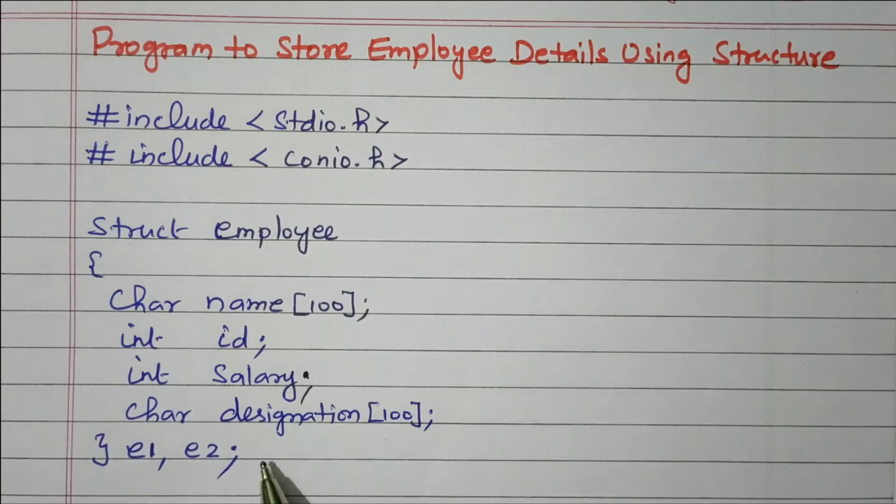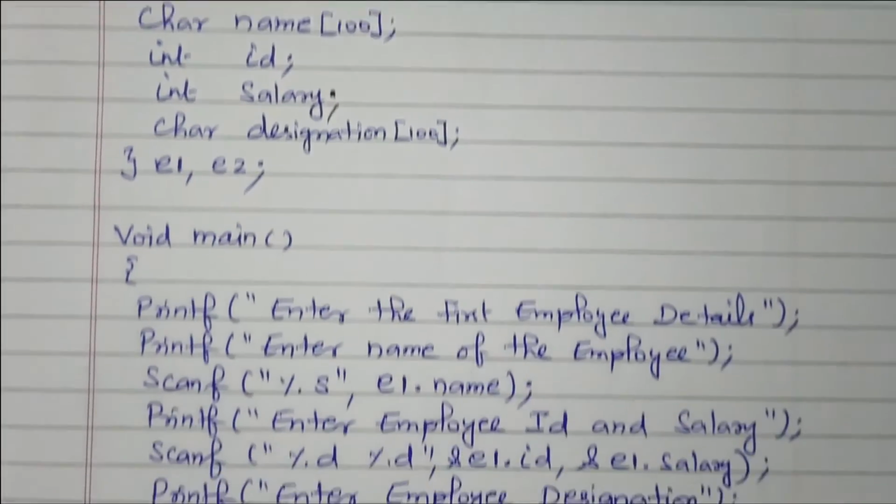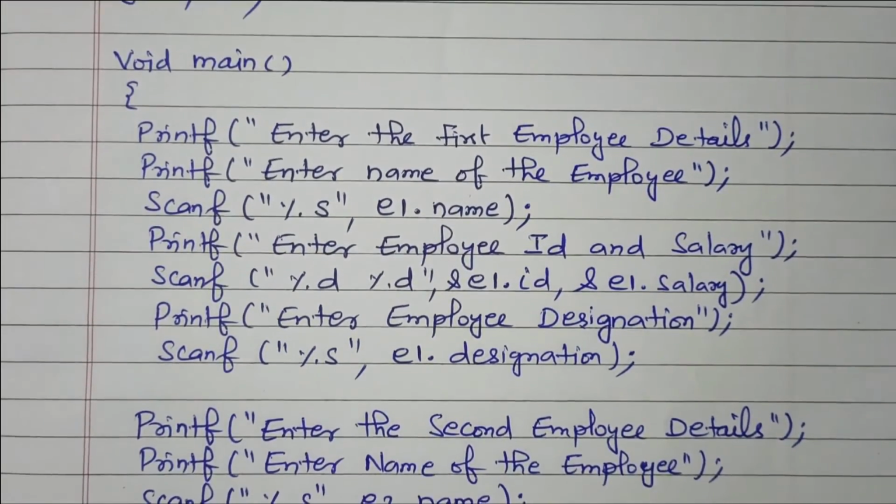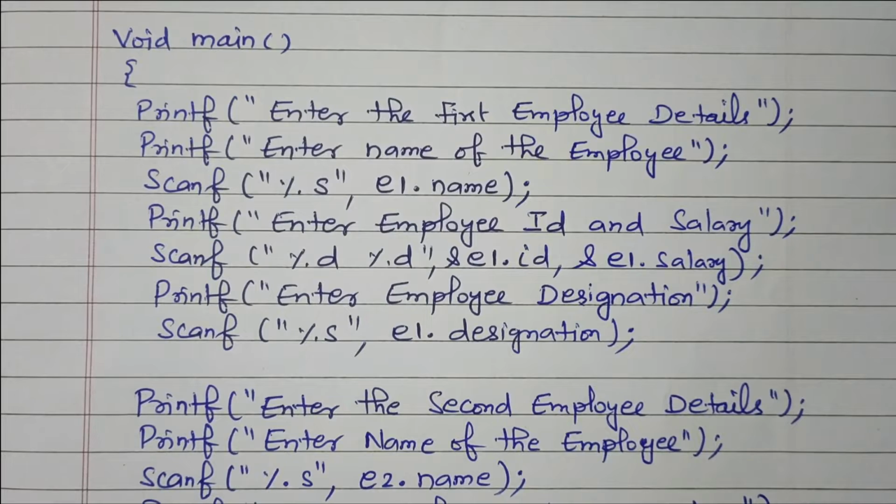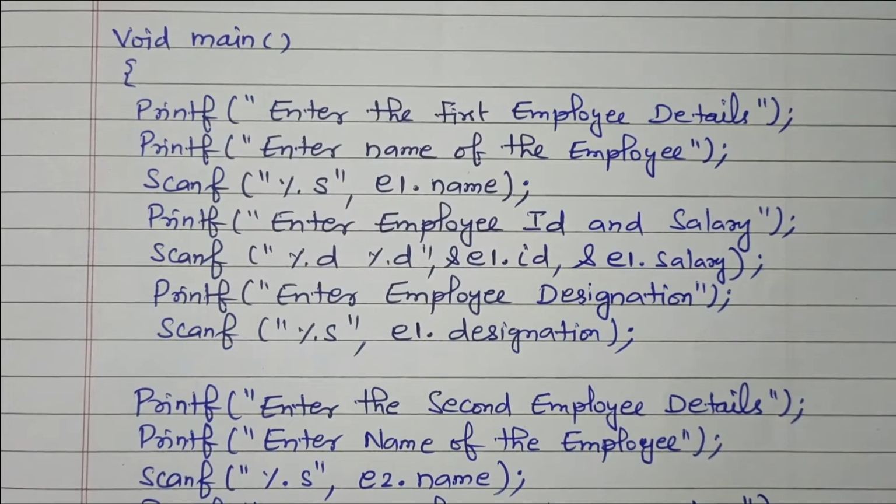Like that we can create n number of variables. We can create an array of structures also. E1 of 100 means 100 employee details can be stored. Now we'll go to the main program. Now we created the structure with the employee details and two structure variables E1 and E2 also declared.